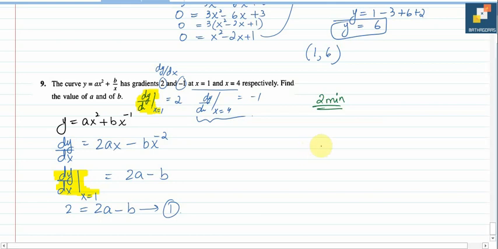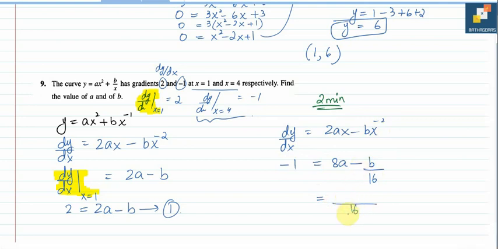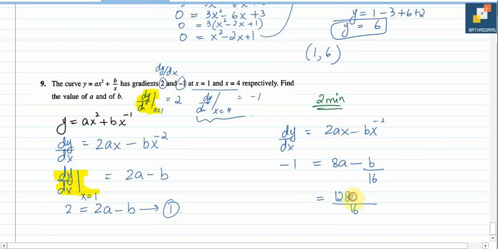Alright, so the derivative dy by dx is 2ax minus bx to the power minus 2. The value of x we have is 4. So if I put the value of x as 4 here, it's 8a minus b divided by 4 square, which is 16. And the value of dy by dx at x equals 4 is minus 1. Alright, so if I solve the equation by taking LCM here, that will be 16 into 8, that is 128a minus b equals minus 1.